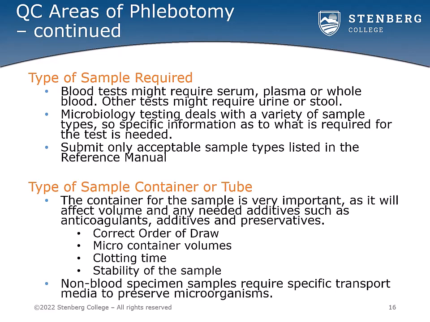Also, type of sample container or tube. The container for the sample is very important, as it will affect volume and any needed additives such as anticoagulants, additives, and preservatives. Collect all samples according to the correct order of draw to avoid cross-contamination and carryover of tube additive. Ensure you're submitting them in the correct tube size and that micro containers are filled to the minimum volume required to ensure adequate volume for testing.